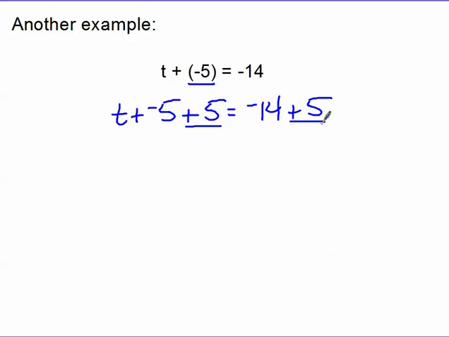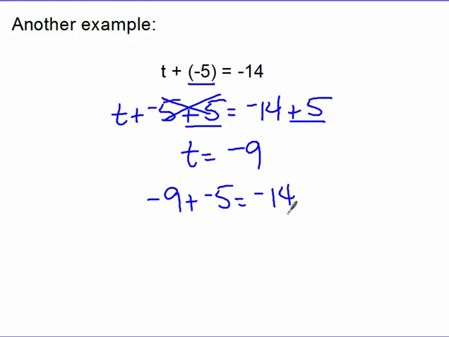And again, sometimes it helps if you underline the new thing so that you make sure that it's on both sides. Now I simplify this line. My negative 5's go away, and I'm left with t equaling negative 14 plus positive 5. My signs are different, so we subtract, and we end up with negative 9. So if we were to plug this back in, negative 9 plus negative 5, does that give me negative 14?